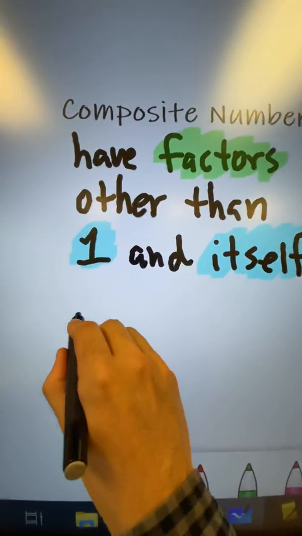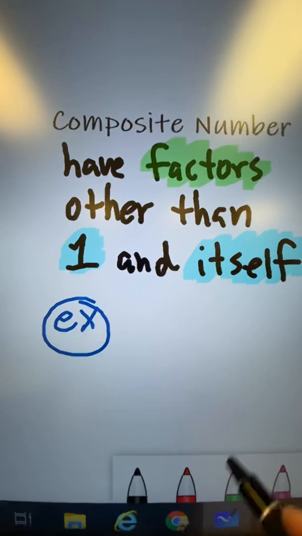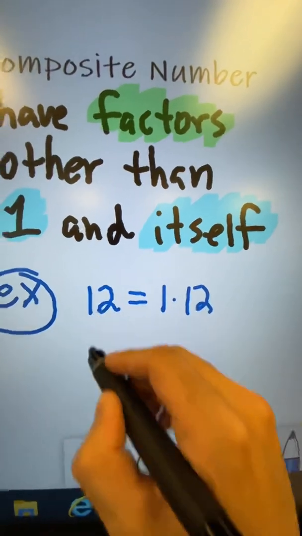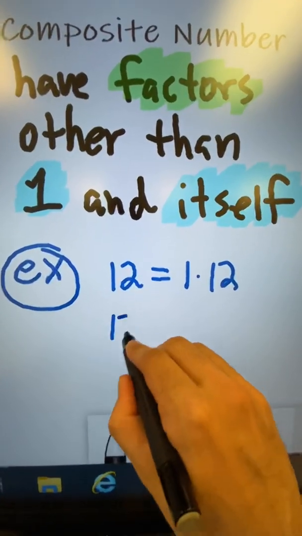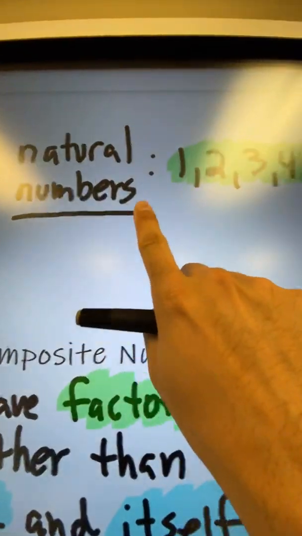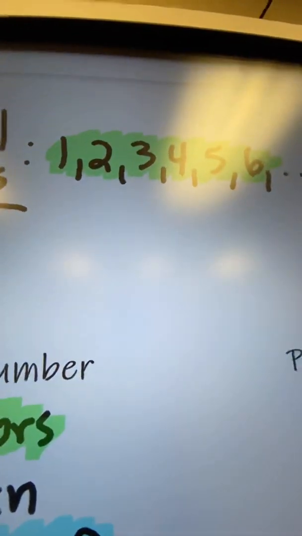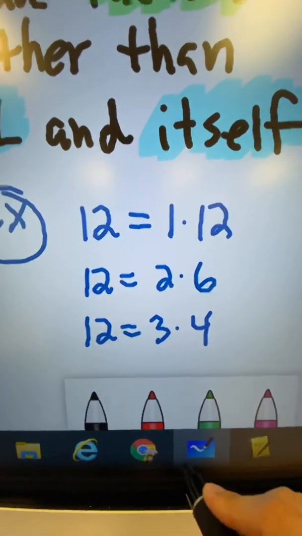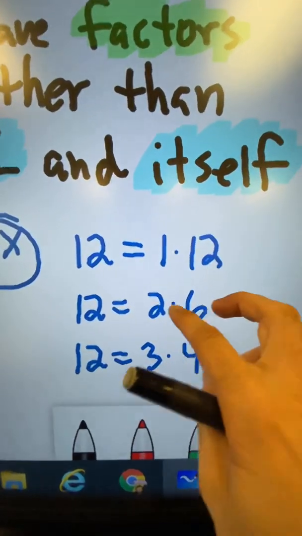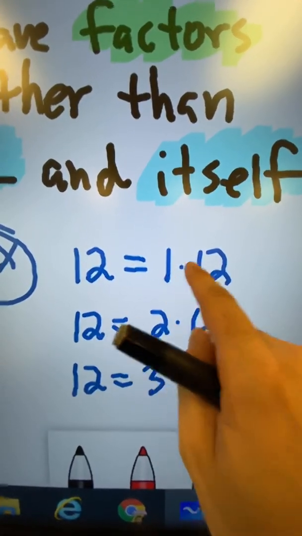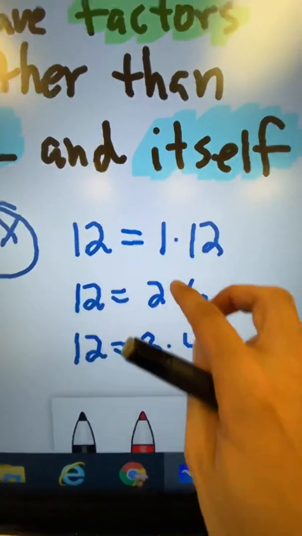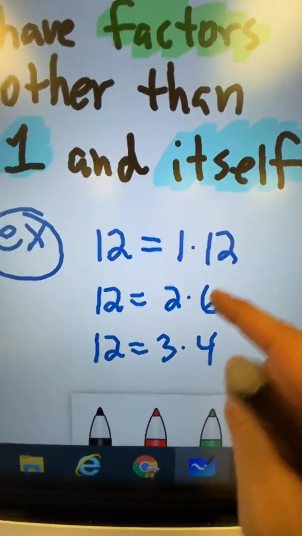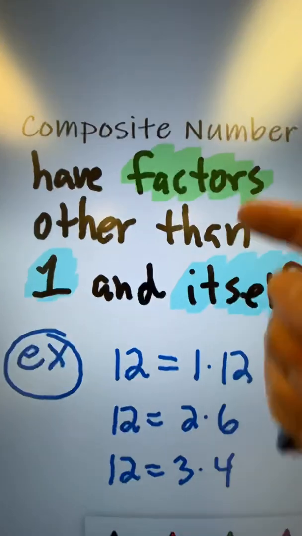Now let's look at another example. Another example of a composite number will be something like 12. 12 I know has factors 1 and 12, right? 1 times 12 is 12. But it also has other factors from this list of natural numbers. What other combination of numbers could I use? I could do 2 times 6. I can also do 3 times 4. Anytime you have other factors besides 1 and itself, it is a composite. So we have 2 other combinations from that list of natural numbers that multiply to give me 12. Anytime you have more than one set of numbers, it's a composite number.